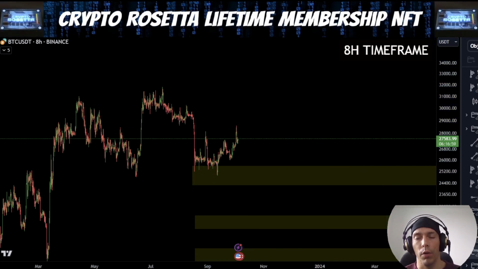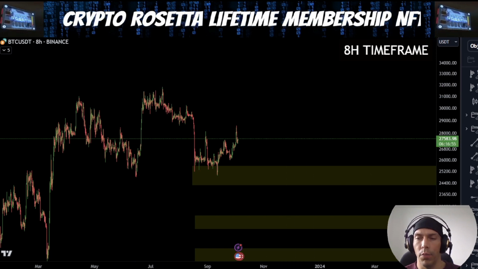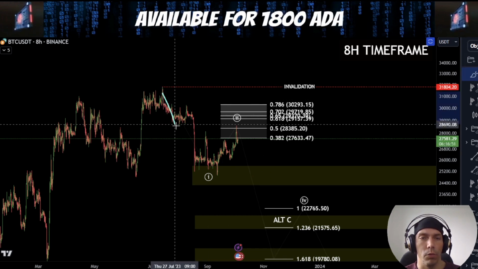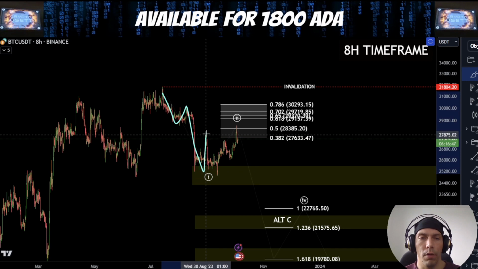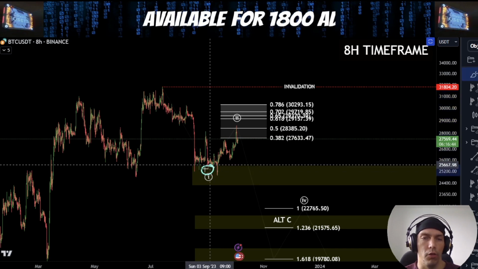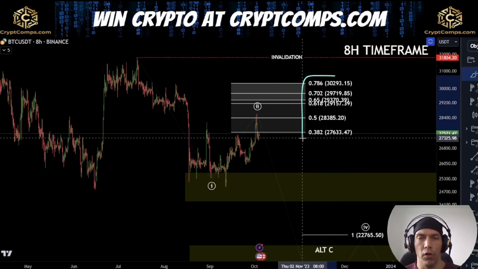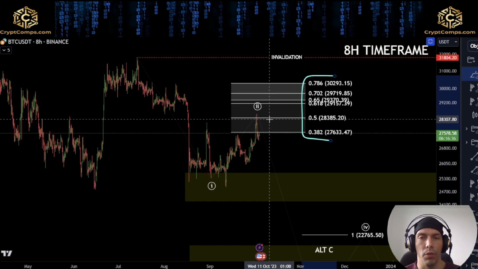Now, there are other ways of looking at this. As long as we remain below this high here, we have to be on the lookout that we could see something more along these lines, because as we talked about previously, we can potentially count this as 1, 2, 3, 4, and 5 with a truncation in this fifth wave. Now, if this is the case, we would expect rejection here between this 786 and this 382. We've already come up here to this 50% level.